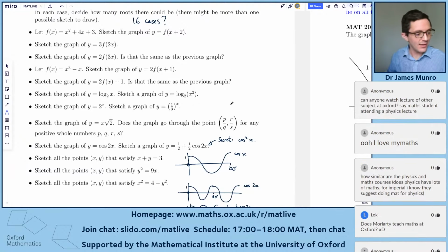Can anyone watch lectures of other subjects at Oxford? Can a maths student go to a physics lecture? Yes. Oxford students are actually allowed to go to lectures from other courses. They don't get the exams in the other courses, they don't get the degrees, they don't get the tutorials, the kind of small group teaching, but they're technically allowed to go to lectures for other courses if they want to. In practice, it's a lot of time commitment and people are quite busy, so people don't normally do that, but technically they have access to lots of education.